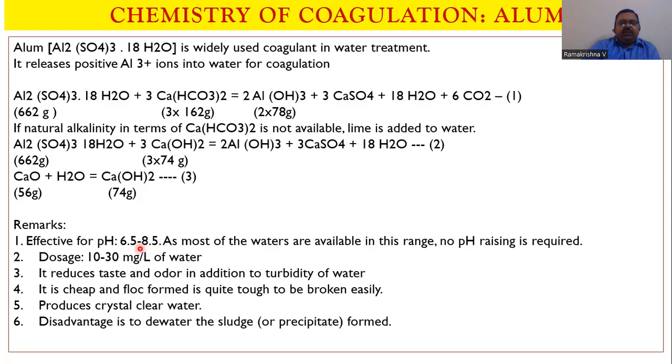It reduces taste and odor in addition to turbidity of the water. It is cheap, and the floc formed is quite tough and is not broken easily. It provides crystal clear water. The only disadvantage is that the sludge is gelatinous, so it is difficult to separate it from the water.